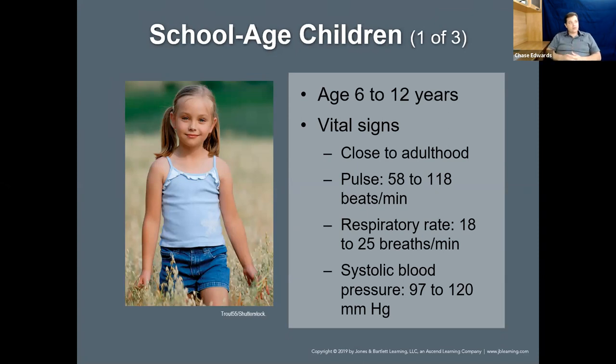Now, school-age children are going to be ages 6 to 12. The physical changes are going to be from 6 to 12. A school-age child's vital signs and body gradually approach those observed in adulthood. Pulse rates, approximately 58 to 118 beats a minute. Respiratory rate, 18 to 25. And systolic blood pressure is 97 to 120 millimeters of mercury.